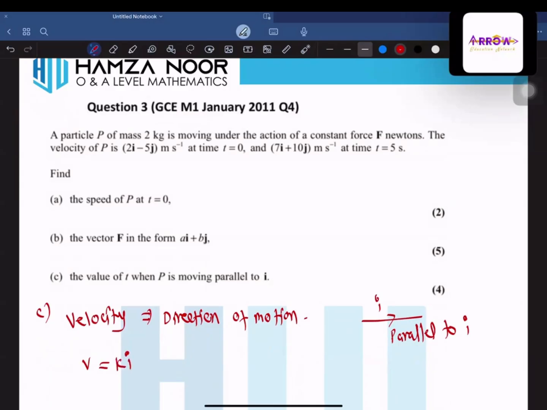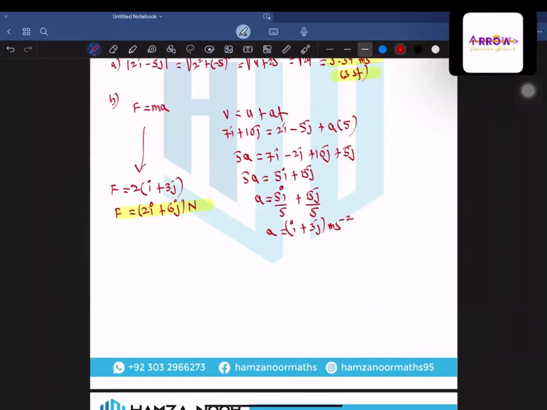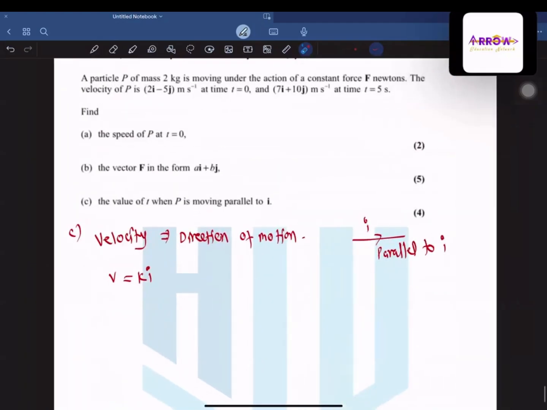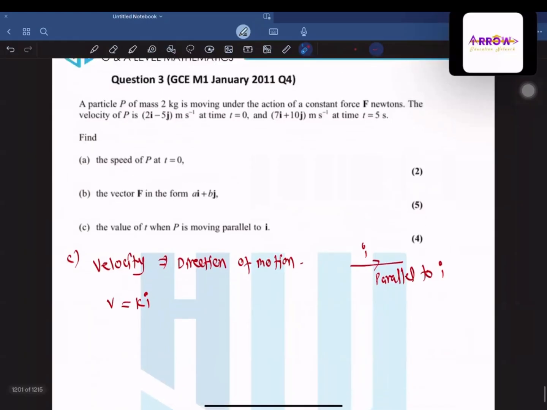And what we know is that the velocity vector is v equals u plus at. Since we have successfully found the acceleration in part B, and we have the initial velocity, t would be unknown. In terms of t, I'm going to get the final velocity vector. So I'm going to use v equals u plus at over here. The initial velocity vector is 2I minus 5j.